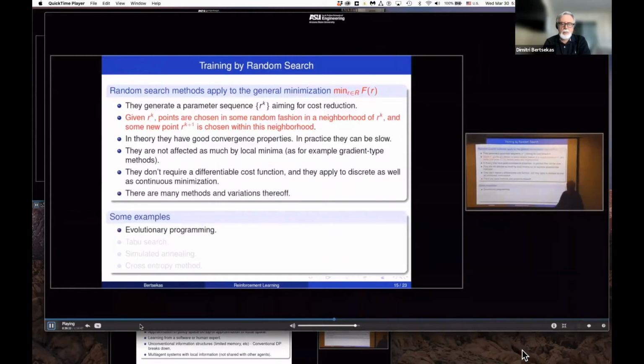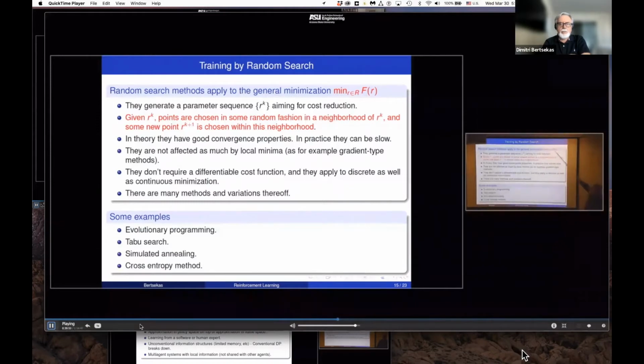Evolutionary programming. Okay, there's a large methodology with some theory and a lot of heuristics. Taboo search is very popular in operations research. Simulated annealing is another methodology that you may have heard of. It has an interesting theory, but it has the same limitations as some of the others. And finally, this cross-entropy method that I'm going to discuss briefly here to give you an idea of how these methods work.